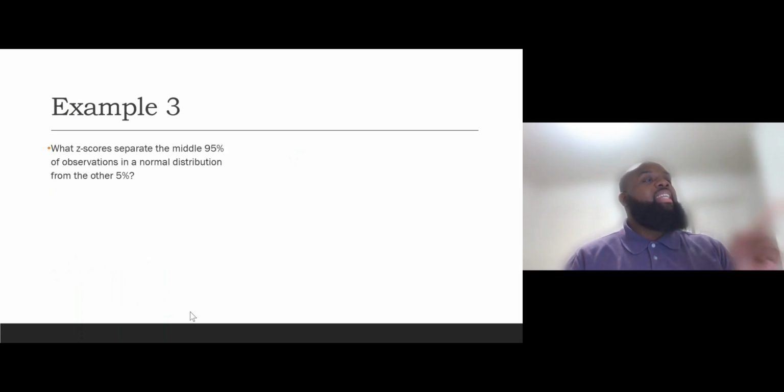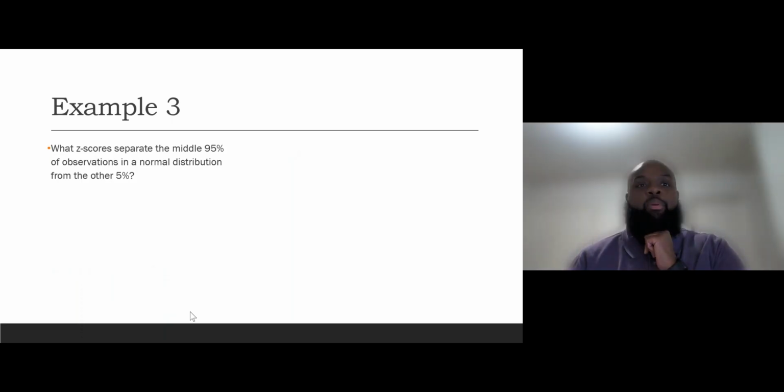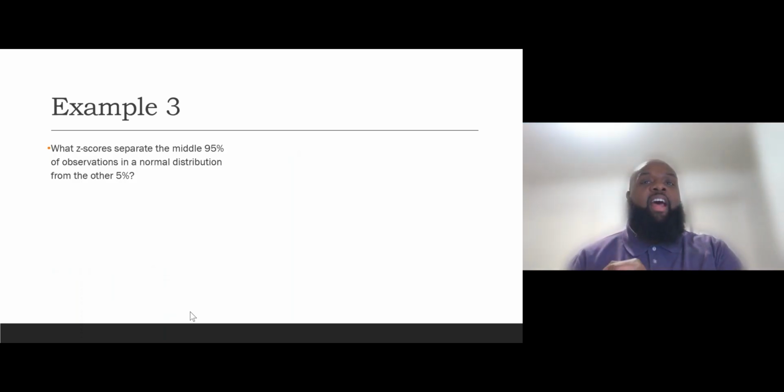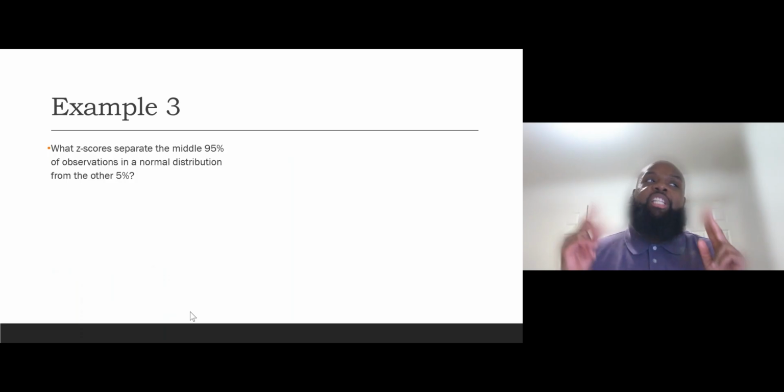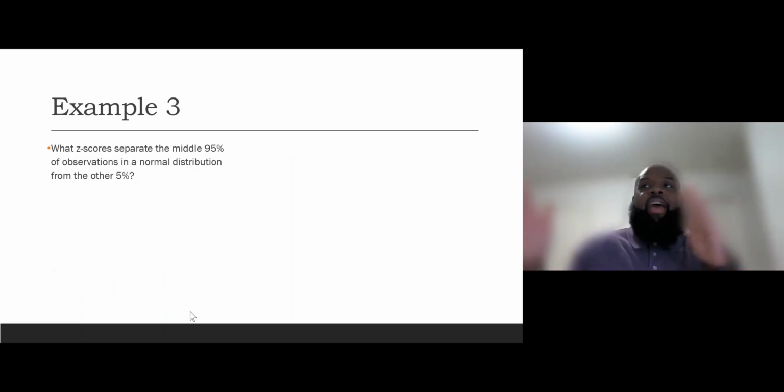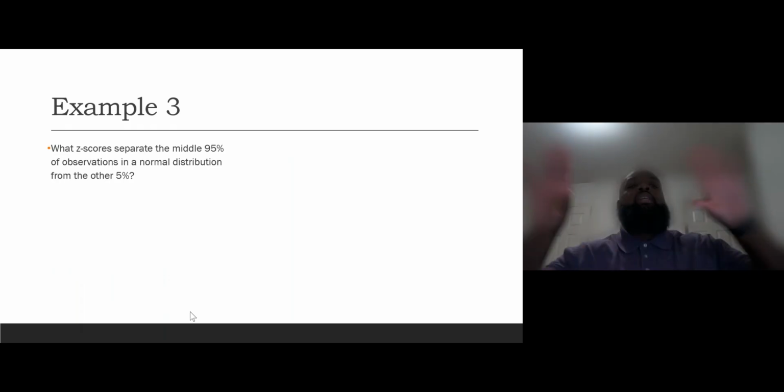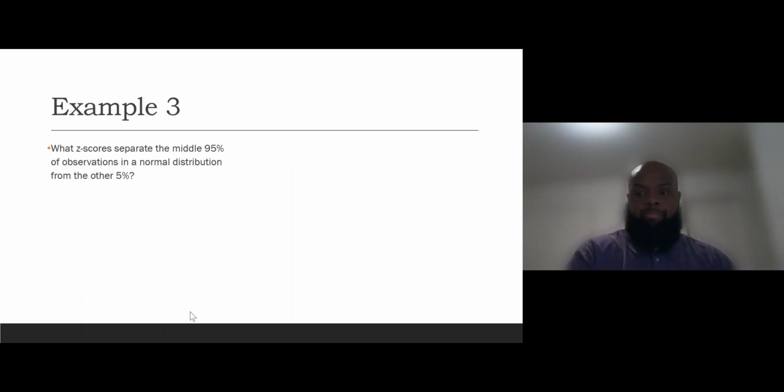And so it says, what z-scores separate the middle 95% of observations in a normal distribution from the other 5%? Remember that empirical rule? We said that approximately 95% of the observations are within 2 standard deviations. So we know that our values are going to be close to -2 and 2. Remember that stuff about unusual scores versus usual scores, right?